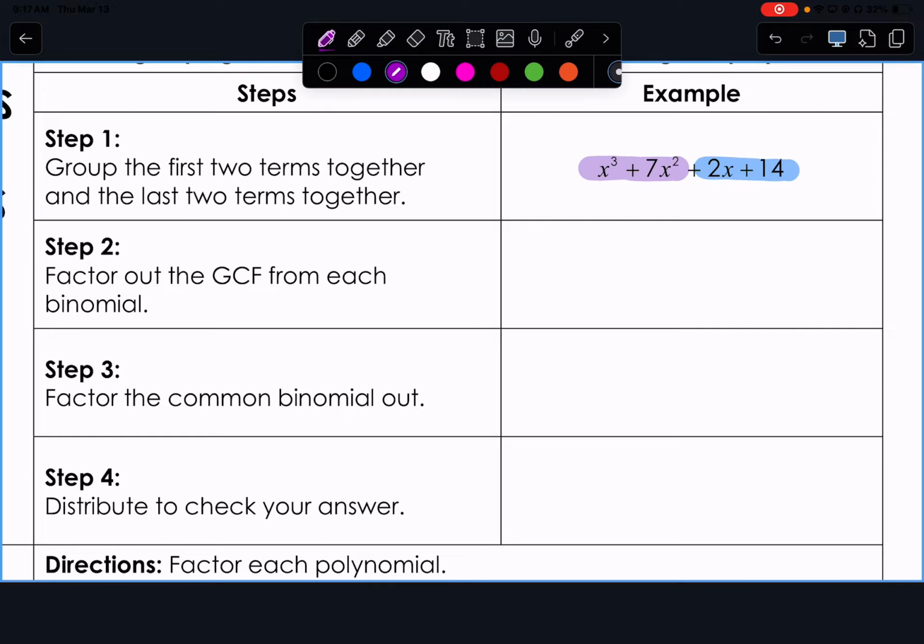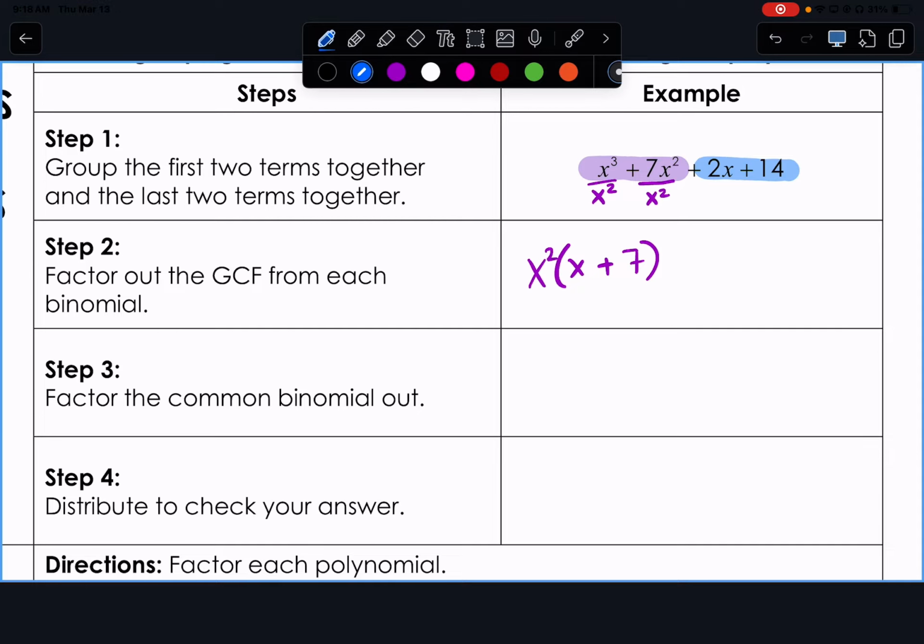Then we are going to look at each group and take a GCF out. So we're going to start with the first one, x to the 3rd plus 7x squared. What is the GCF there? X squared. So we are going to factor that out. We divide x to the 3rd by x squared, and what do we get? Then 7x squared divided by x squared, and what do we get? 7. So that is our first section.